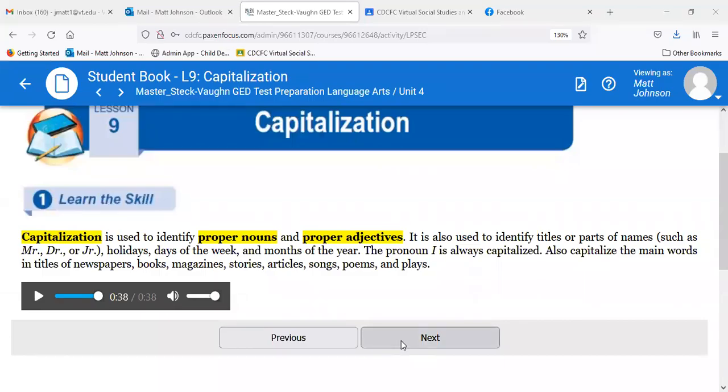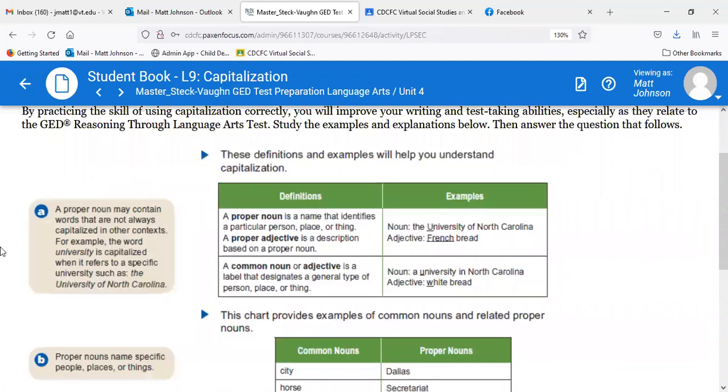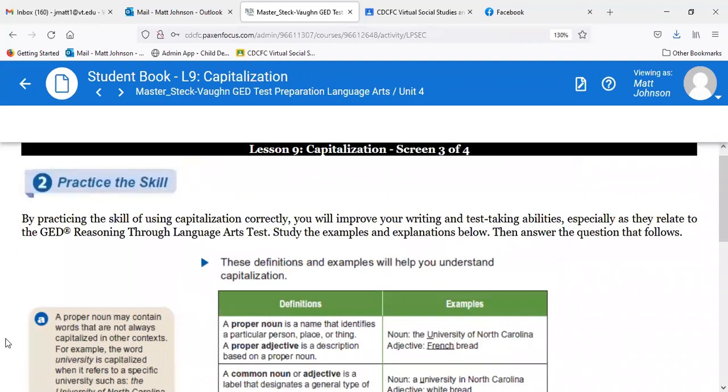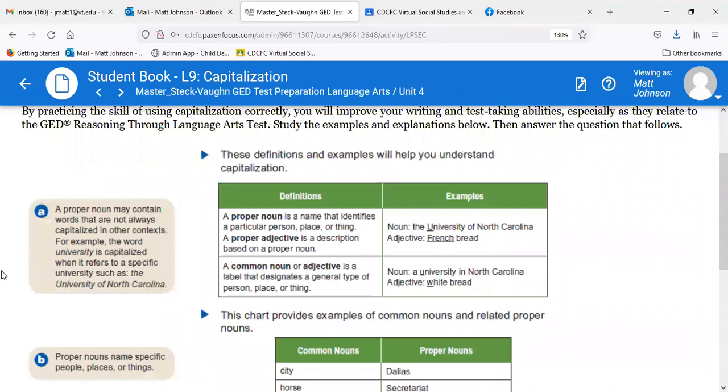Okay, there we go. So, of course, these skills are going to help us improve on our capitalization and identifying what we need to capitalize. So again, they have the definition here. A proper noun is a name that identifies a particular person, place, or thing. And a proper adjective is a description based on that proper noun.